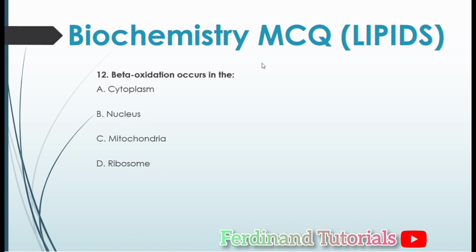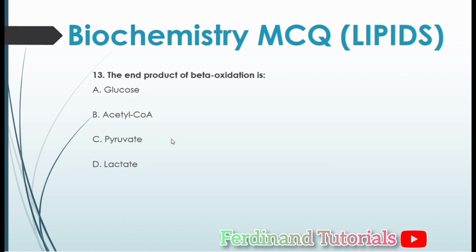12. Beta-oxidation occurs in the A, cytoplasm, B, nucleus, C, mitochondria, D, ribosome. It occurs in the what? In the mitochondria. Option C, beta-oxidation.